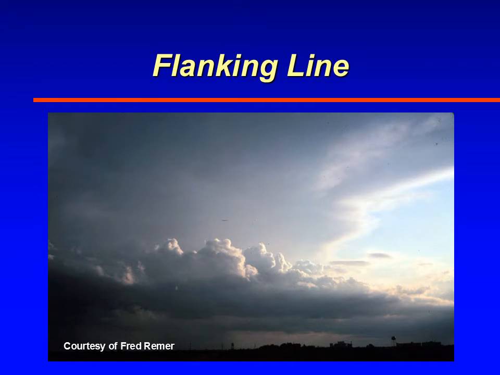The flanking line is found on the back side of supercell thunderstorms. Usually it looks like an area of growing cumulus clouds, but because with supercells you have downdrafts on the back side of the storm, this region never really fully develops. It looks kind of menacing, but it really doesn't develop into much.